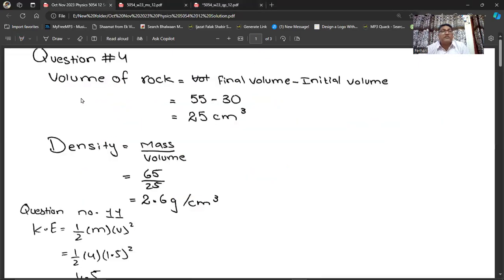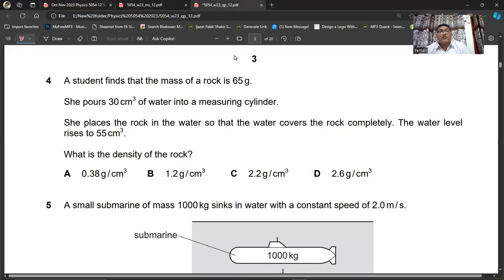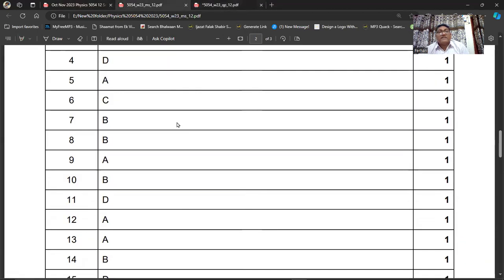Once you know the volume, you can find the density. Density is mass divided by volume. The volume of the rock is final volume minus initial volume, 55 minus 30, that is 25 centimeter cube. So the density is 65 gram divided by 25 centimeter cube. My answer will be 2.6 grams per centimeter cube. So I think D is the right answer. Question number 4, D is the right answer.